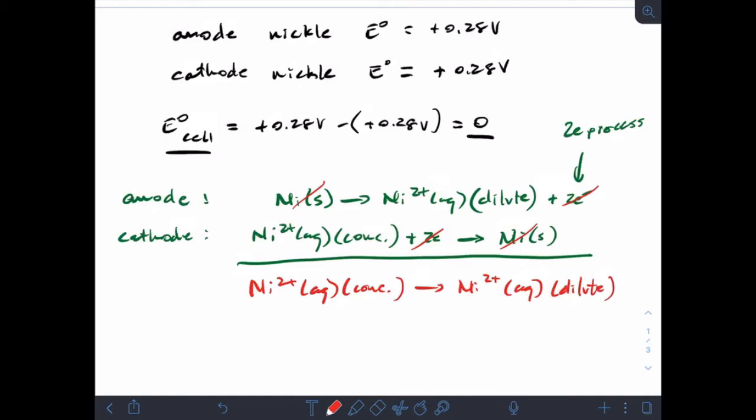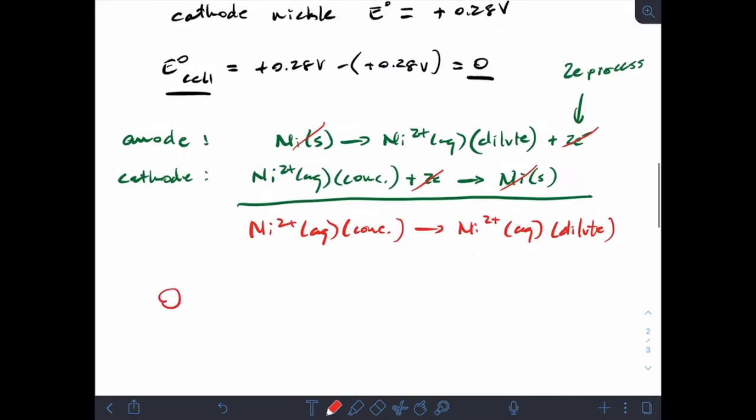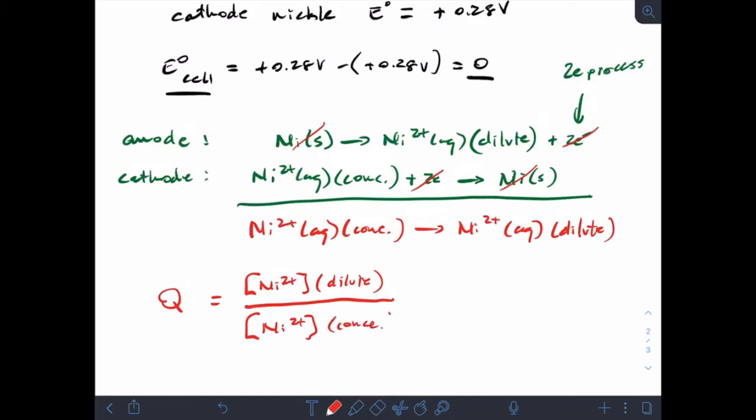Okay, so let's write a Q expression, because that's the next piece that I need for my Nernst equation. So given this information, Q, products over reactants, so Q will have nickel 2 plus dilute over nickel 2 plus concentrated.